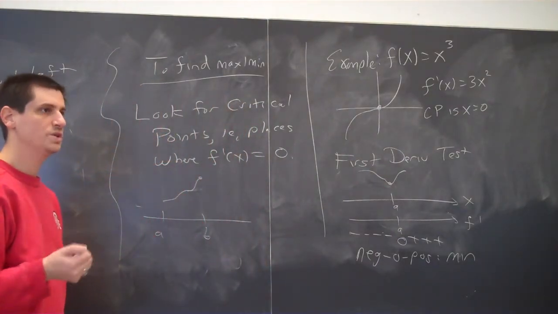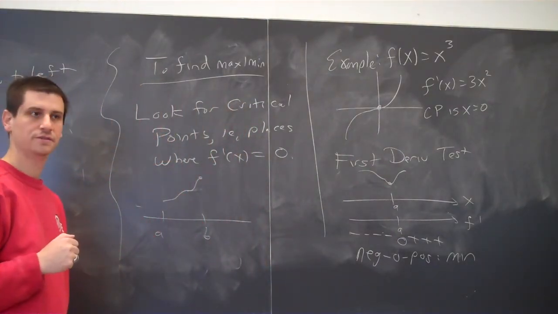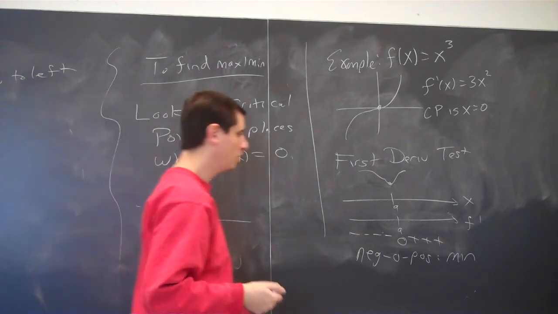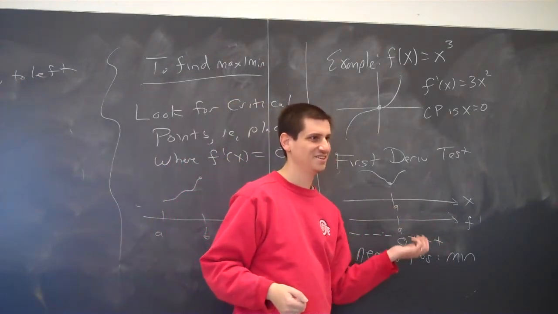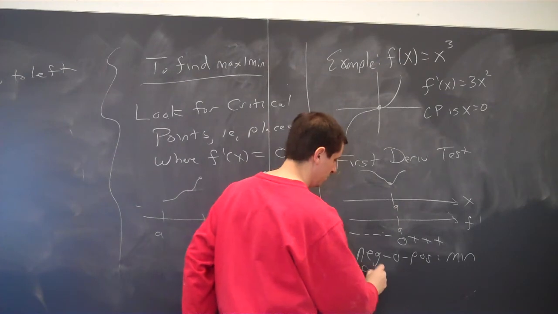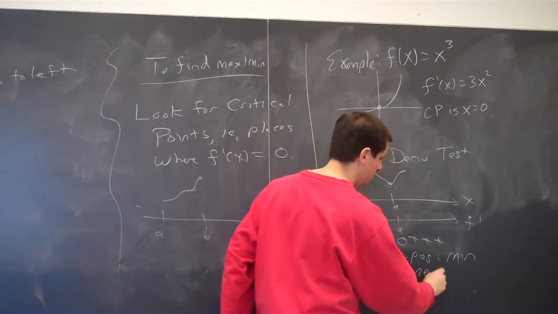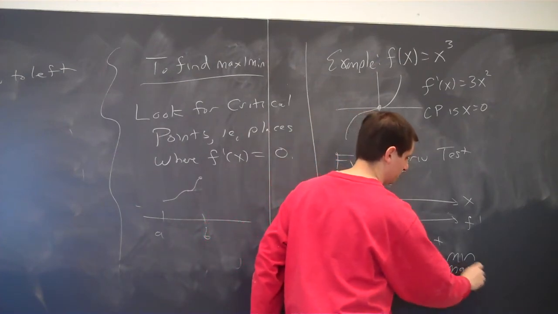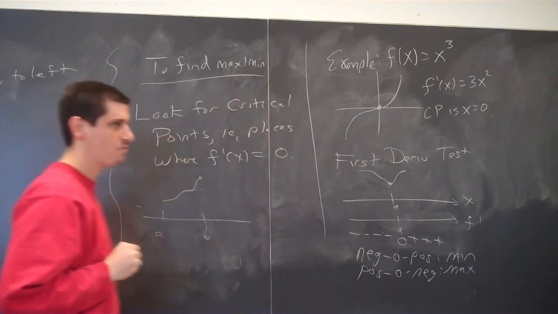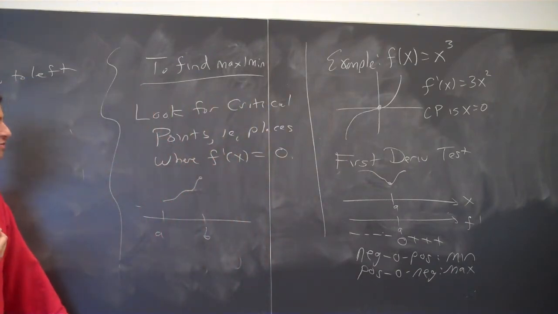Okay. What's the other thing I could have? Second derivative test. Okay, well, I mean, related to this. Positive derivative. Positive, 0, negative. So positive, 0, negative would be a maximum. So this is the first derivative test.